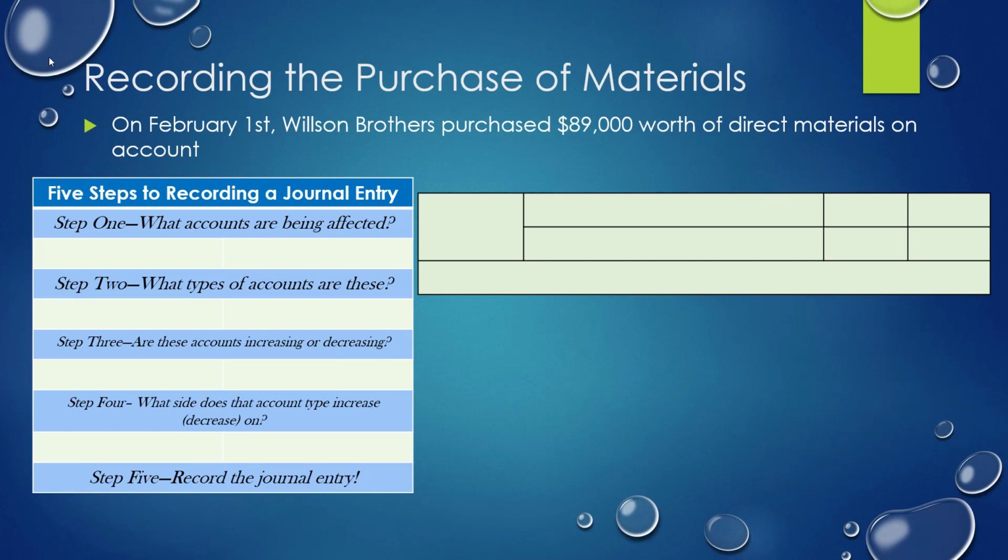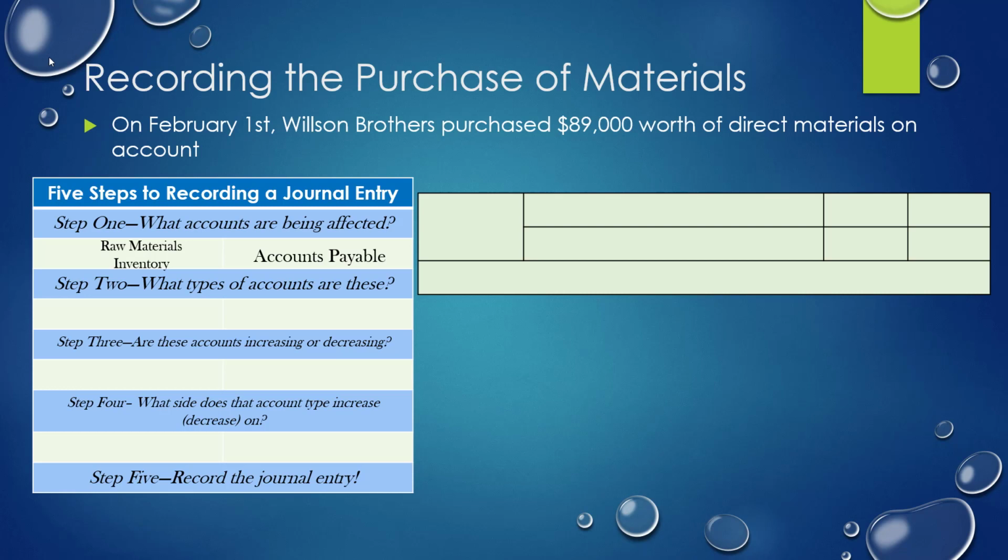Let's take it back to financial accounting here and do the 5 steps to recording a journal entry. What 2 accounts are going to be affected in here? What are we buying and how are we paying for it? We're buying a bunch of direct materials, which we're going to book under raw materials inventory. And we're paying on account, so to put that debt that we have now to our vendors on our books, we're going to use our accounts payable account.